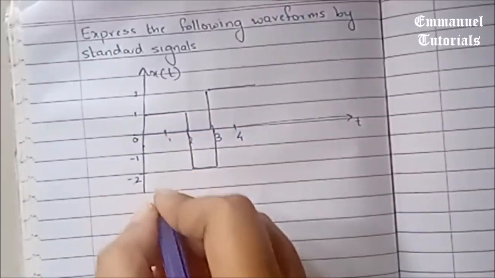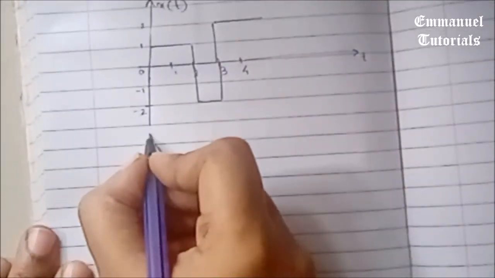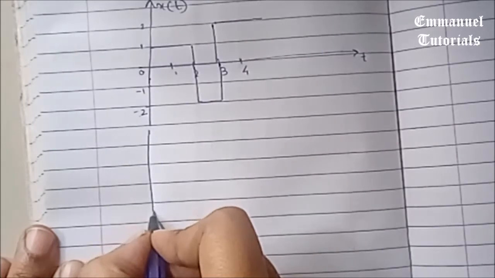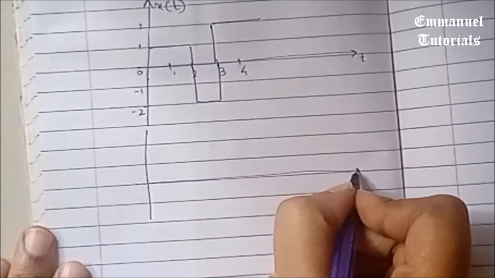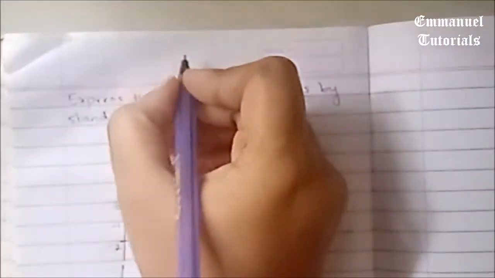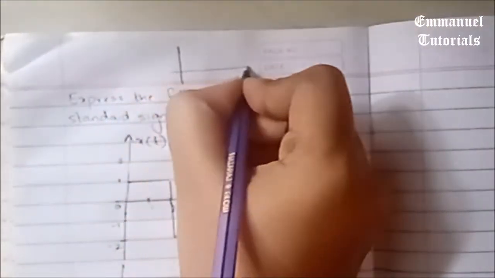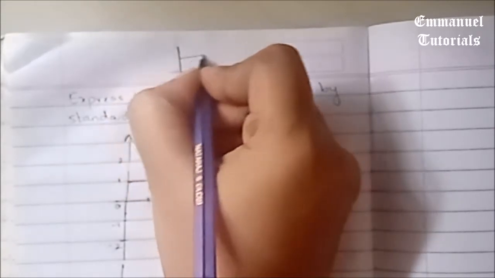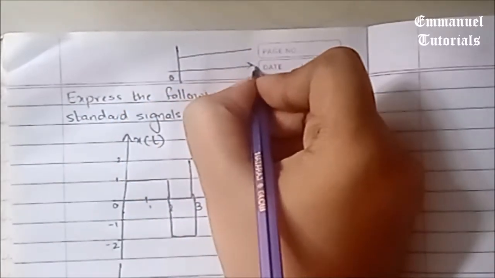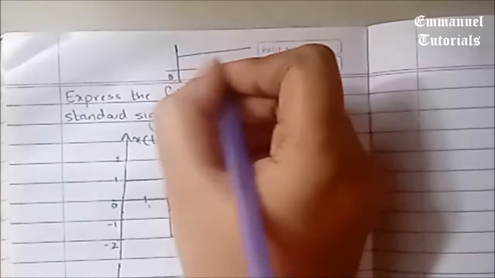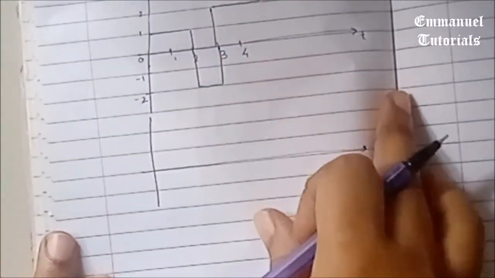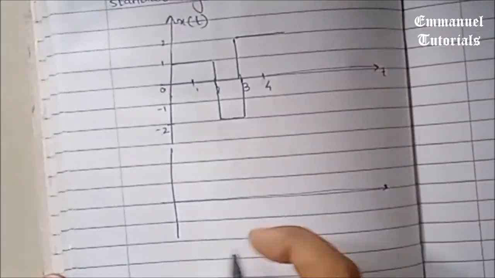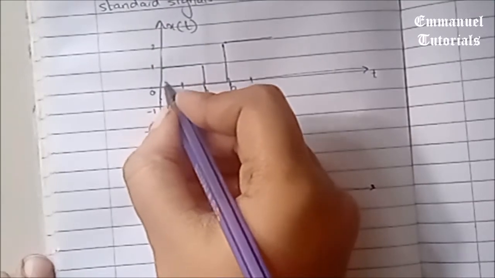If you try to fill this diagram with unit steps, I'll just draw it here. Now you know what is the unit step signal, right? It is something like this. It starts from 0, extends to infinity, and it has amplitude 1. This is the unit step. Now suppose you want to represent this signal in terms of unit step. Let's try to draw it.